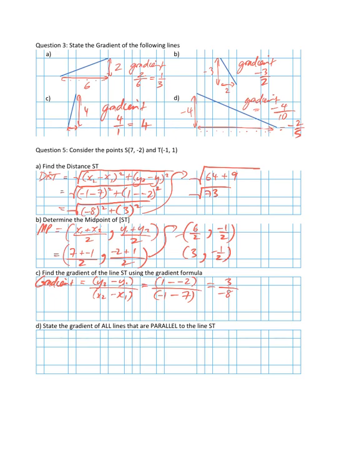State the gradient of all lines parallel to line ST. Parallel means they have the same slope. So parallel lines have the same slope, therefore a gradient of 3 over -8, which is what we worked out in the previous question. Right, so that's that page. Moving on.